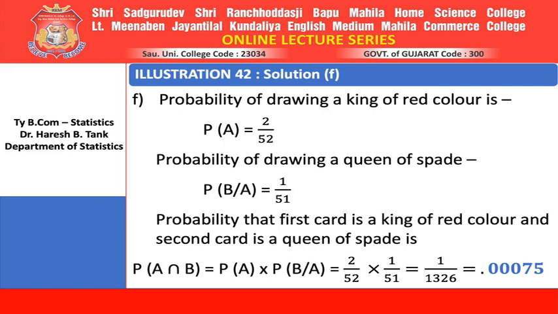So probability of first card is king of red color and second card is queen of spade is probability of A intersection B, which is equal to probability of A multiplied by probability of B, where A already occurred. So it comes to 2 upon 52 multiplied by 1 upon 51, which is equal to 1 upon 1326. Further simplifying it, what we can get would be 0.00075.